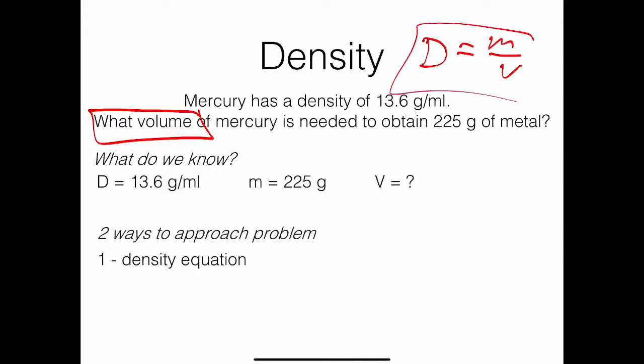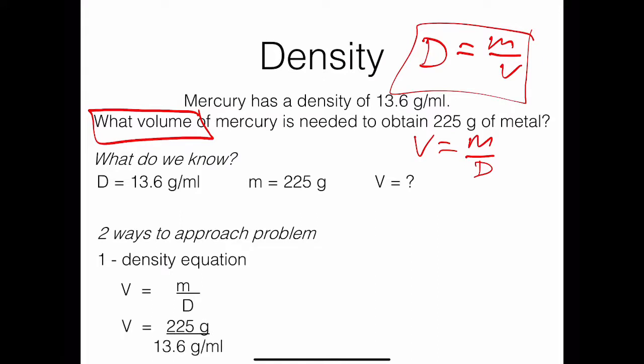The first one is using the density equation. So if we look at the density equation and we remember how to solve for volume, we should remember that volume equals mass over density. So when we do that, we just plug in our values, because we know that the mass is 225 grams and the density is 13.6 grams per milliliter. We already saw how the units canceled in a problem like this, so we don't need to show those units canceling. We know just based on the equation that the units will end up canceling. So we can just put this in the calculator, and we get 16.5441 as our final answer. We'll discuss sig figs and how to apply them here in just a minute.